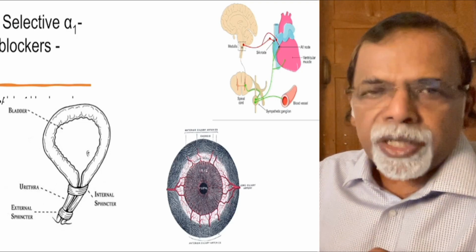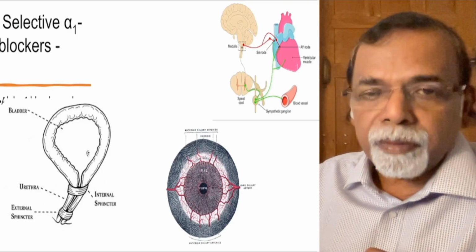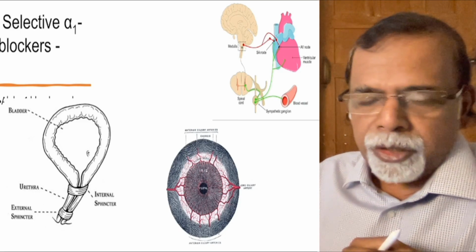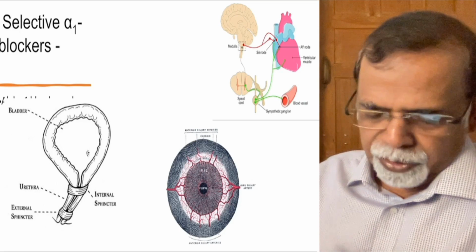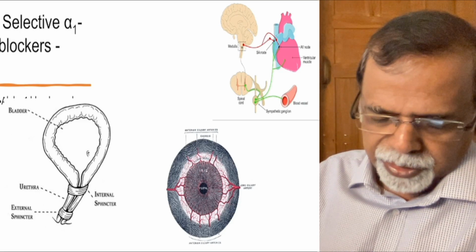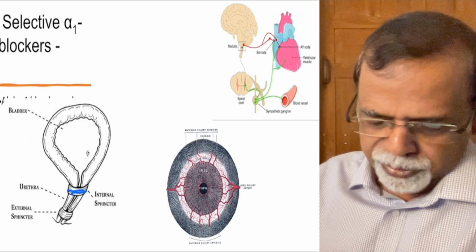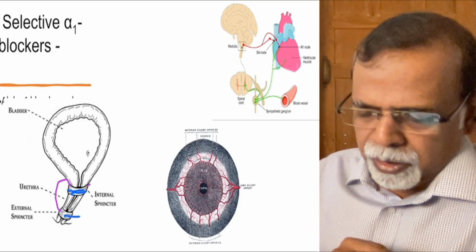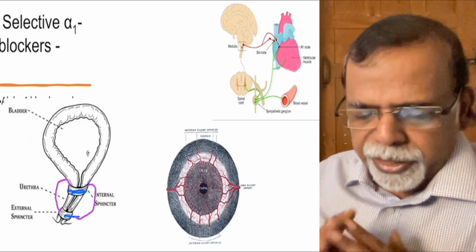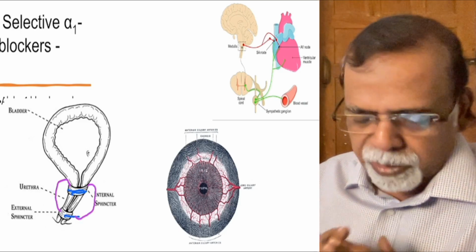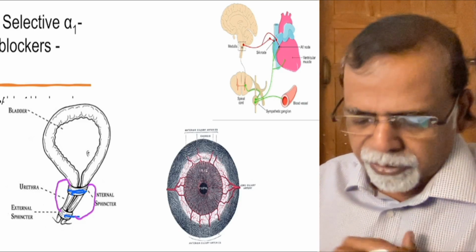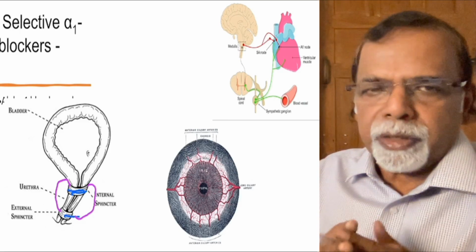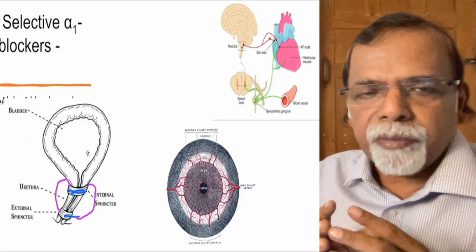The selective alpha-1 blockers are very useful in management of patients with lower urinary tract symptoms due to benign prostatic hypertrophy. So here you can see the urethra, the internal sphincter. Here is the external sphincter. The prostate gland will be coming here. So somebody with lower urinary tract symptoms due to benign hypertrophy of the prostate, the transitional zone is hypertrophied. This will squeeze the urethra and will prevent the passage of urine.